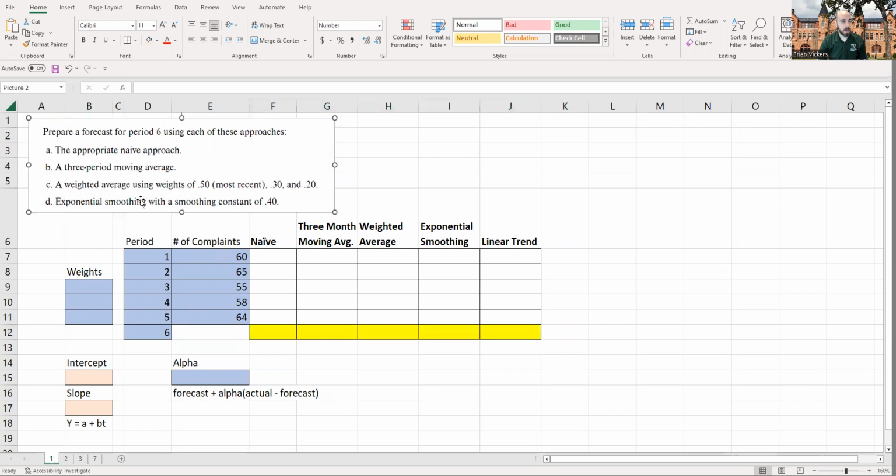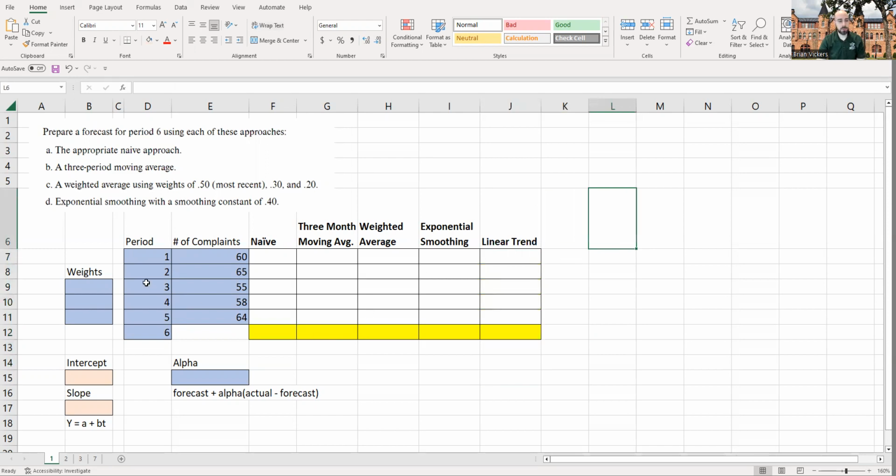This first problem asks you to prepare a forecast for period 6 using 4 different types of forecasting methods: the naive method, a 3-period moving average, a weighted average using the weights of 0.5, 0.3, and 0.2, exponential smoothing with a smoothing constant of 0.4, and then I've added linear trend because one of the problems you'll have to do for chapter 3 involves a similar thing to this, but includes linear trend as well.